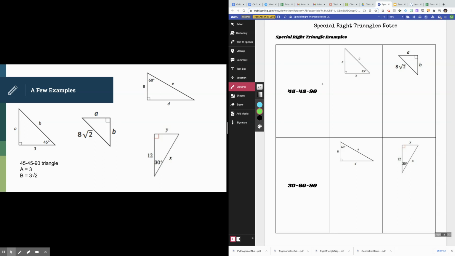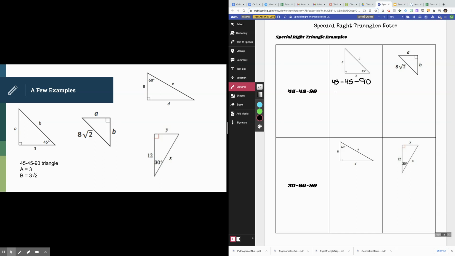Here is how I recommend that you do these types of problems, just to make sure that you're multiplying and dividing and the ratios are matching correctly. First thing is list the name of the triangle, so either 45, 45, 90 or 30, 60, 90. Underneath it, list the side lengths in the picture that are opposite, that pair with these individual angles.